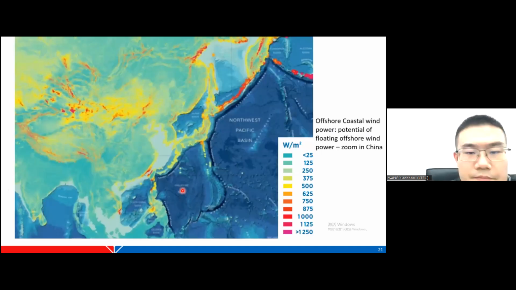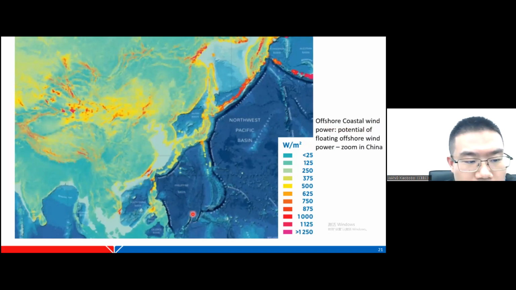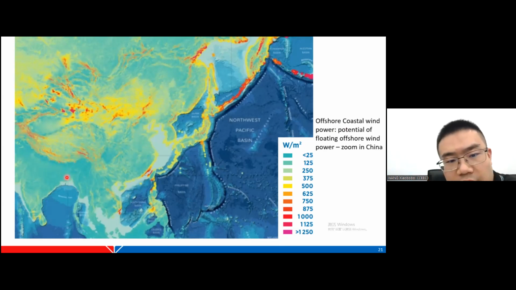Okay, as you can see, the offshore coastal wind power, the potential of floating offshore wind power in China. A lot of demonstration projects of floating wind are underway in China. One project is in operation, one project is in construction. It's all in Guangdong province.